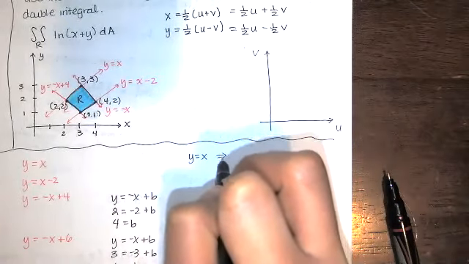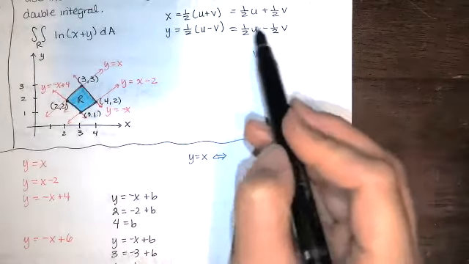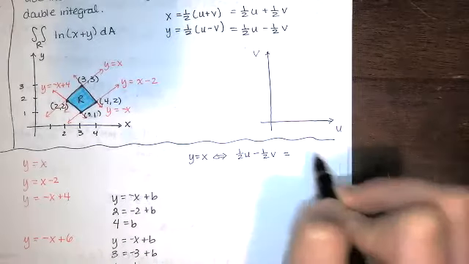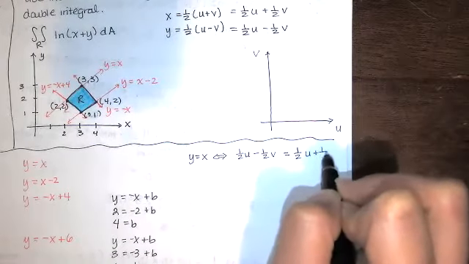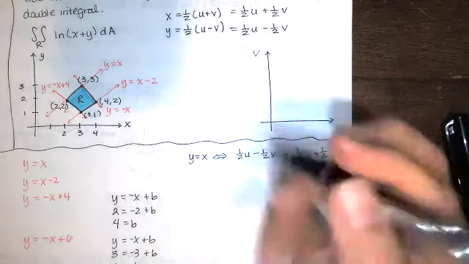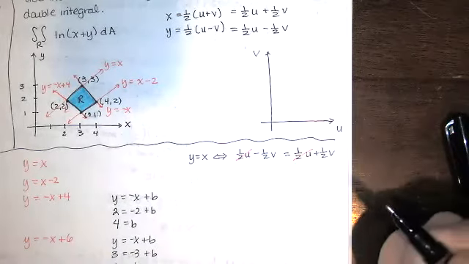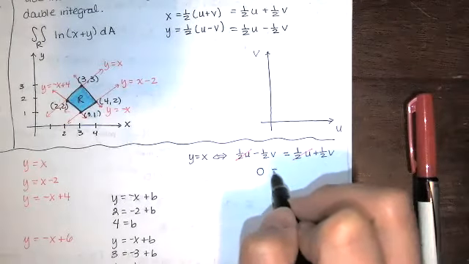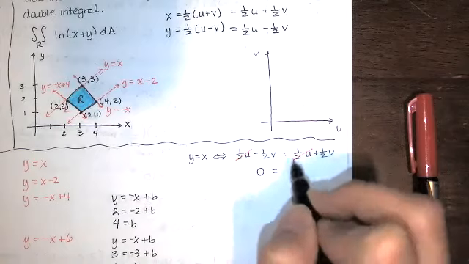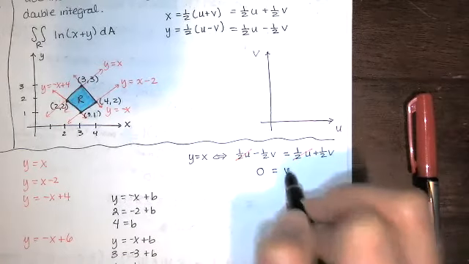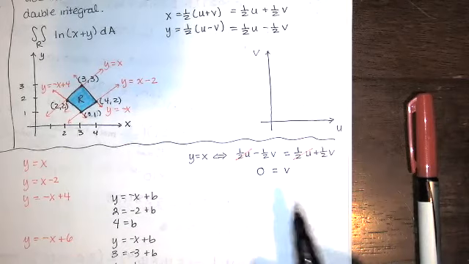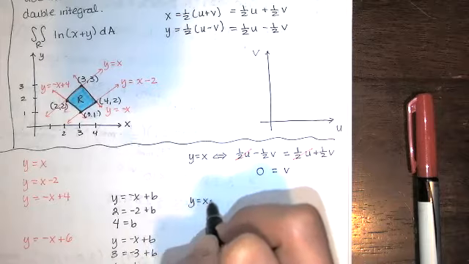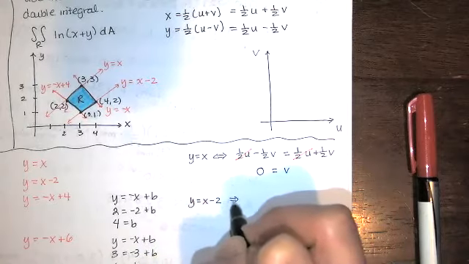So y equals x is equivalent to y, which is this, 1/2 u minus 1/2 v equals x, 1/2 u plus 1/2 v. And we can subtract 1/2 u from both sides, so those will be gone. And then we can add 1/2 v to both sides. And so we'll get 0 equals 1/2 v plus 1/2 v, which is v. So y equals x is equivalent to v equals 0. And y equals x minus 2 is similar.